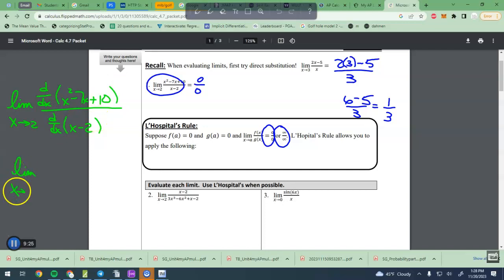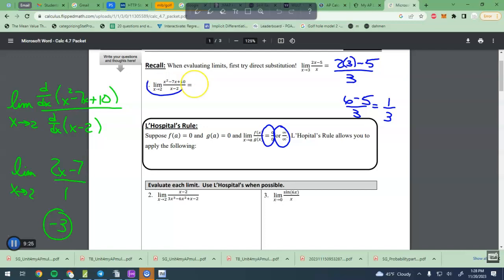So this would look like: the derivative here is 2x minus 7, and the derivative here is just 1. Now if we plug in 2, it'll work. So 4 minus 7 is negative 3 over 1, and I will get negative 3. So that's the magic of L'Hopital.